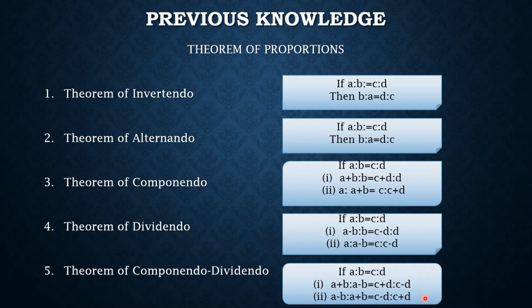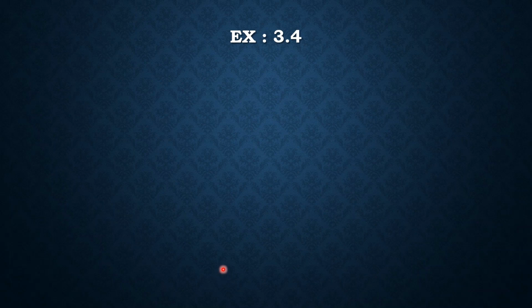We will solve question 2 with the help of theorems on proportion. So let's have a brief recap of these theorems. Number 1 is theorem of invertendo, second is theorem of alternando, third is theorem of componendo, fourth one is theorem of dividendo, and number 5 theorem of componendo dividendo. So let's start the exercise 3.4 question number 2.